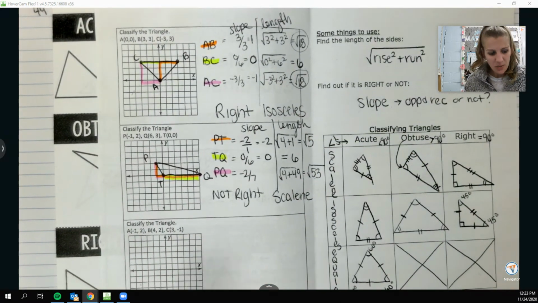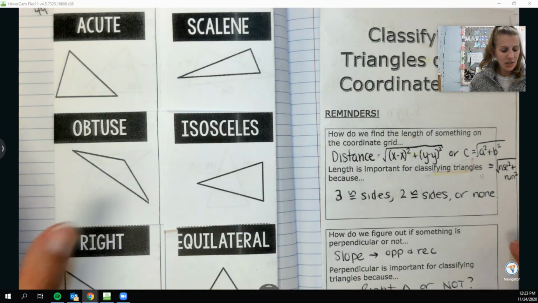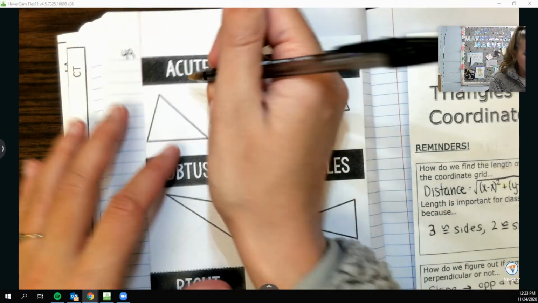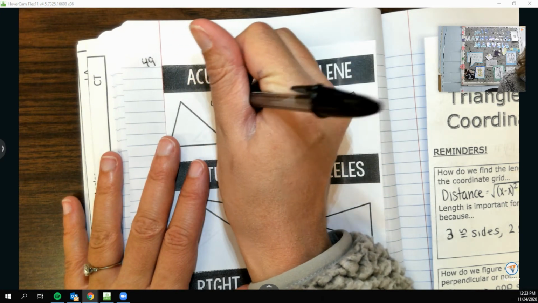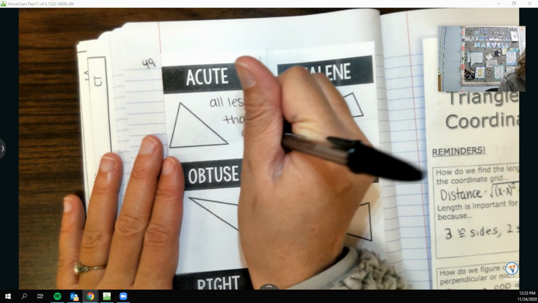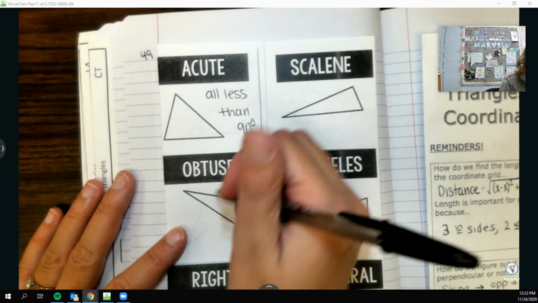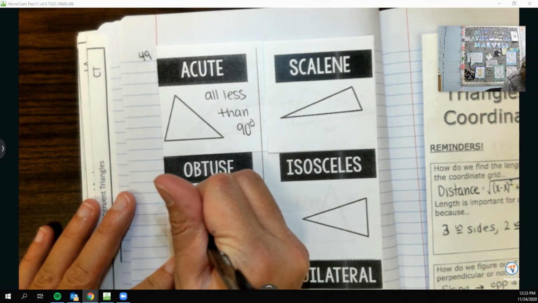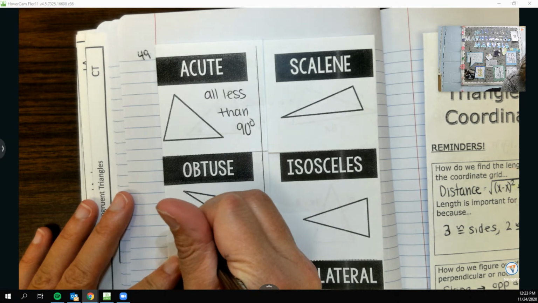So I'm going to leave the last one because now I want to jump over and take a look here. So remember, acute means all angles are less than 90. Obtuse, we're going to have 1 greater than 90.